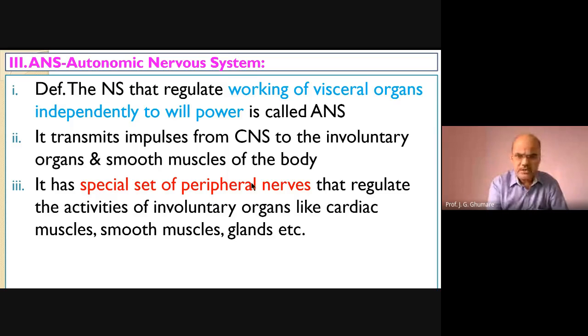It has special sets of peripheral nerves that regulate the activity of involuntary organs like cardiac muscle, smooth muscle and glands present in the body. So remember, whenever we take food, secretion of the liver needs to be done. Maybe it could be the contraction and relaxation of the heart that keeps on happening automatically without our conscious control, and this is under control of the autonomous nervous system.